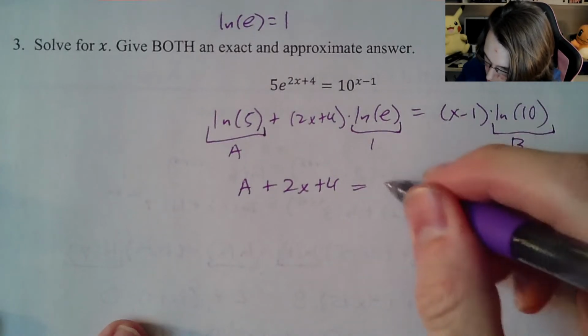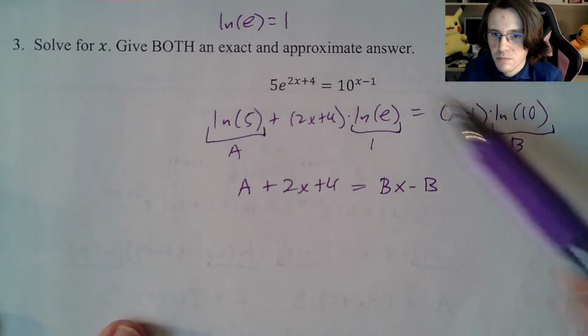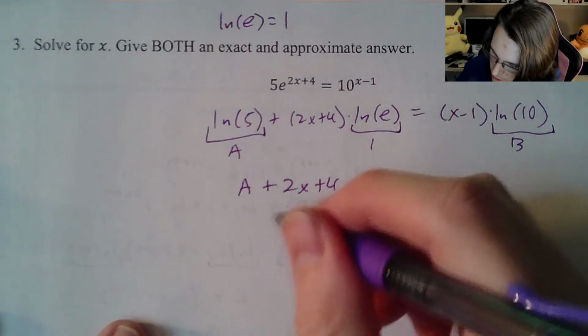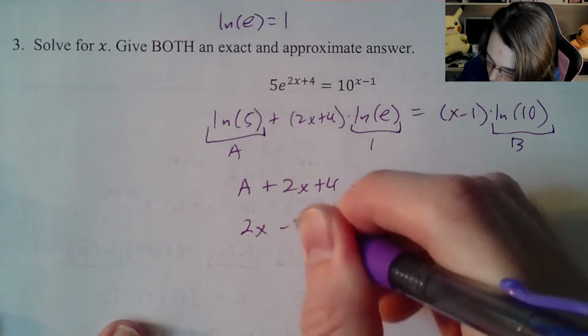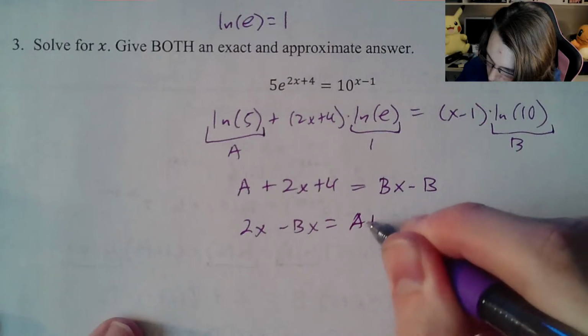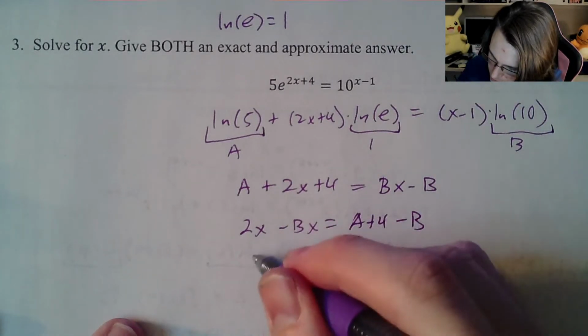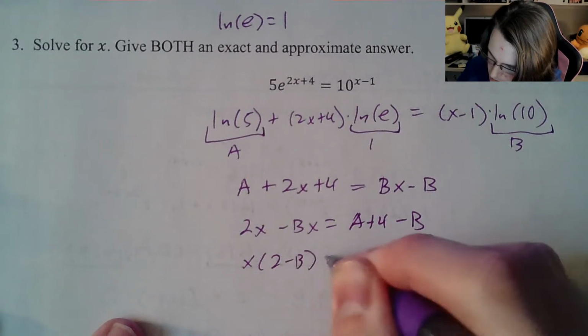B times both of those. Here you will need that distributive property though. So B is getting distributed to both of those. All the x's to the left, the not x's to the right. So the bx moves right. The a plus 4 minus b is going to stay there. Factor out an x, 2 minus b.